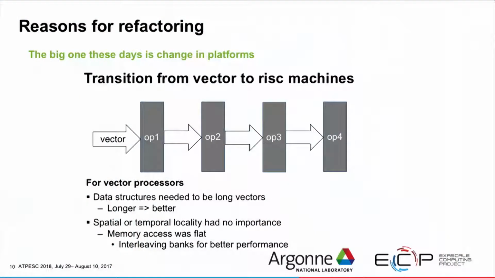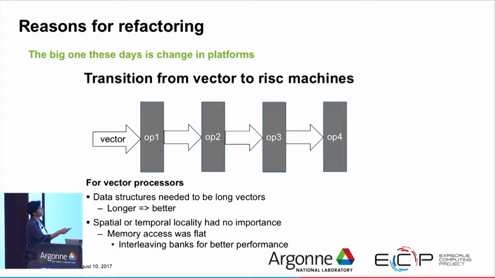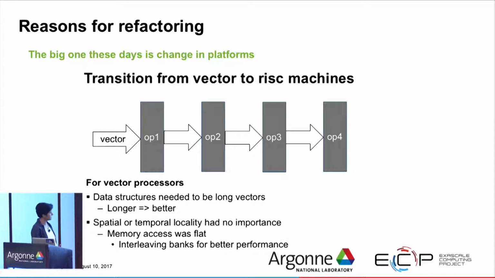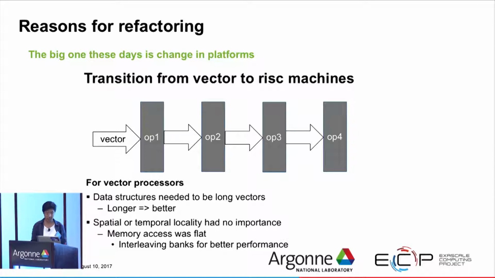So here is an example of performance-based refactoring from vector machines. As I said before, for vector processors, the data structures needed to be long vectors. The longer the vector, the better the performance was going to be. So the spatial or temporal locality had no importance, and the way they operated was you get a vector, you perform the first operator on it, you apply the second operator, the third operator, fourth operator, and at the end of it you have your result, and all of this is going in a chained fashion across the machine. And as I said, there was interleaving of memory banks for better performance.